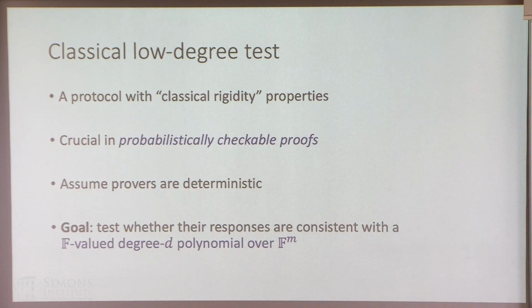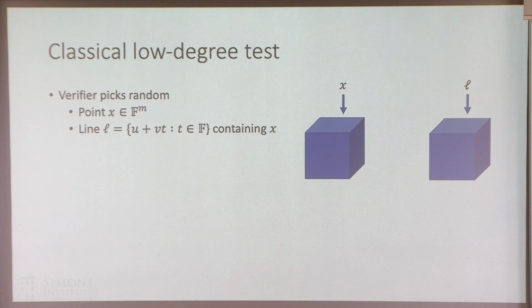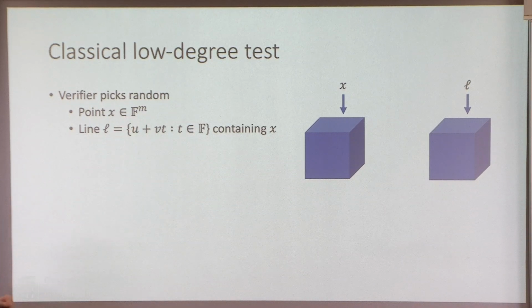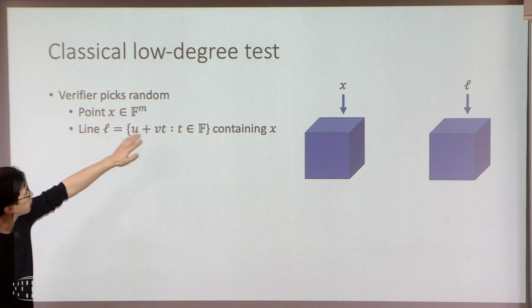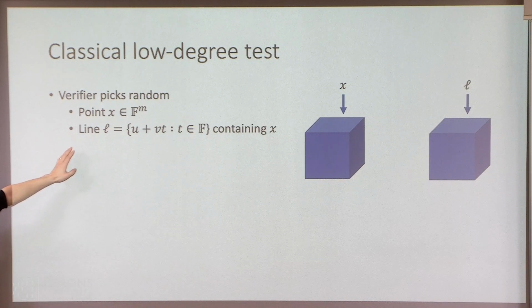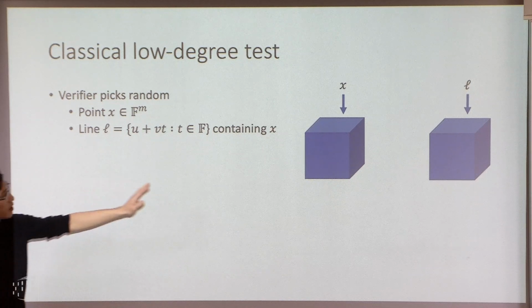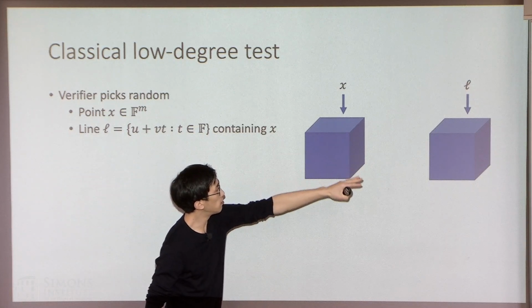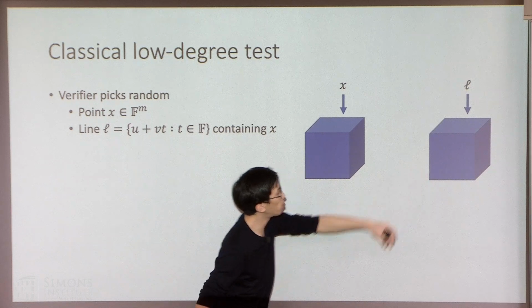Right, so what does this test look like? Well, we have these two boxes. They're no longer sharing entanglement. They're just deterministic. And we're thinking about vector spaces over this finite field, F to the m. So here's what the verifier does. It picks a random point, x, in F to the m. Okay, it's going to send it to one of these boxes. And then it's going to pick a line, L, that goes through this point and send this line to the other box. And this box doesn't know what line L is, and that box doesn't know what point x is.